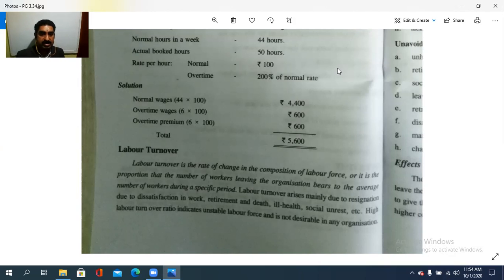So labor turnover is the rate of change in the composition of the labor force, or it is the proportion that the number of workers that leave the organization bears to the average number of workers during a specified period. Therefore, labor turnover arises mainly due to resignation due to dissatisfaction in the work, retirement and death, ill health, social unrest, etc.